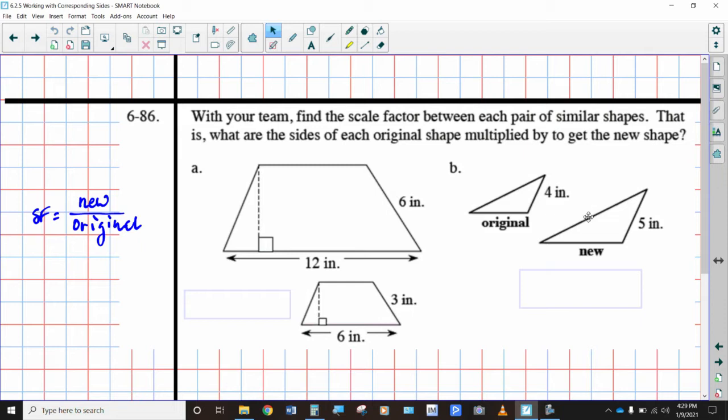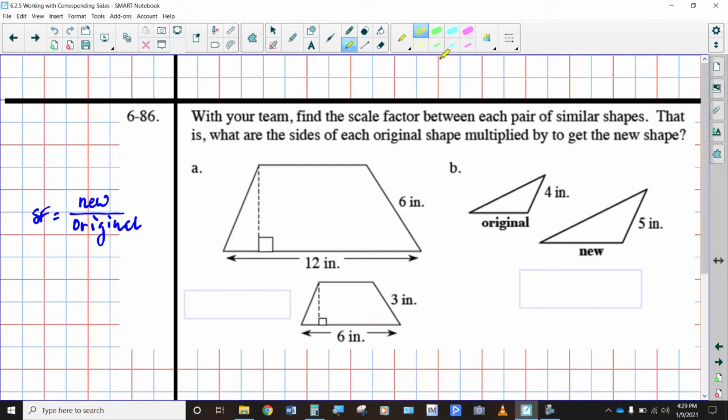So in this case, you got the new one labeled and the original one labeled, but they didn't label these 2 trapezoids, so we really don't know which one is the new or the original. So this is one of those situations where I'm like, okay, maybe we just don't even think about which one is the new and which one is the original. Let's just take corresponding sides, okay?